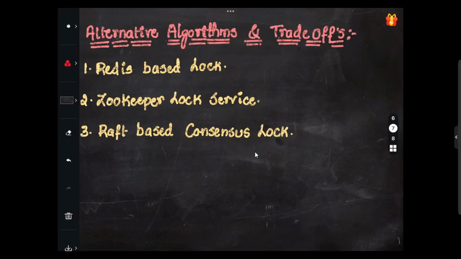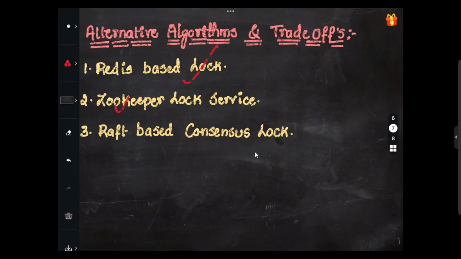Finally, let's move on with the last one, alternative algorithms and the trade-offs. The first thing, we can make use of the Redis based lock, which we call Redlock. The main pro of using the Redis based lock is that it is really distributed and scalable. The main disadvantage is network dependency, and the setup is required.